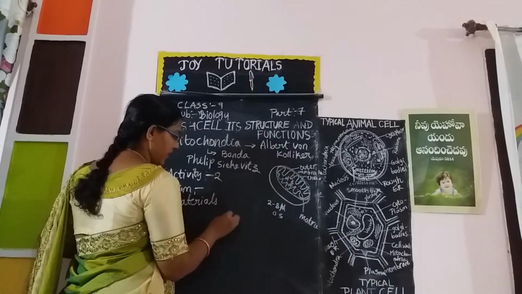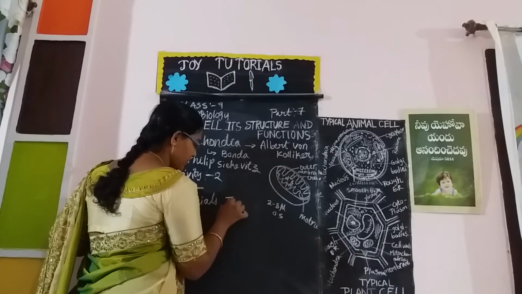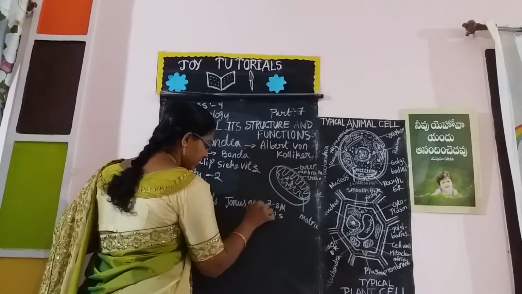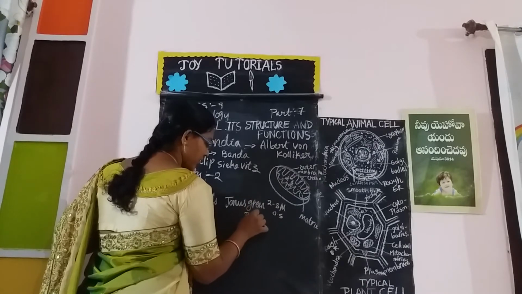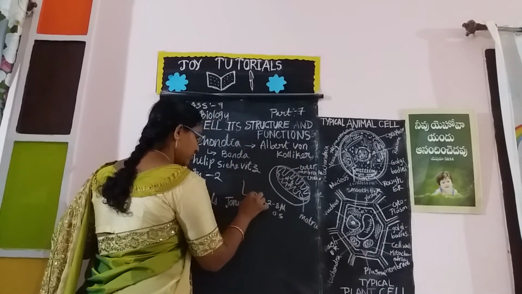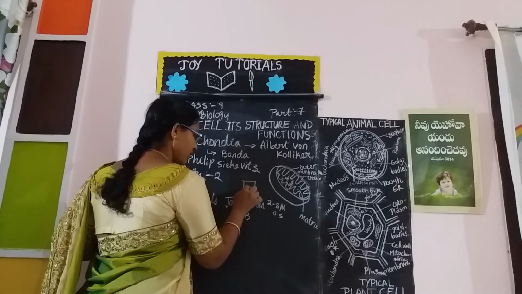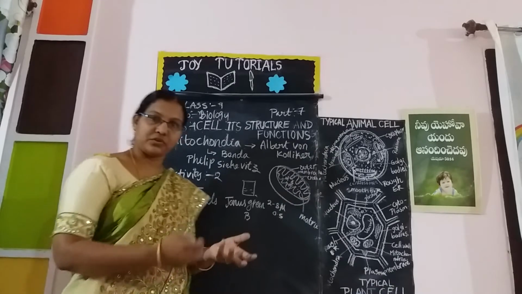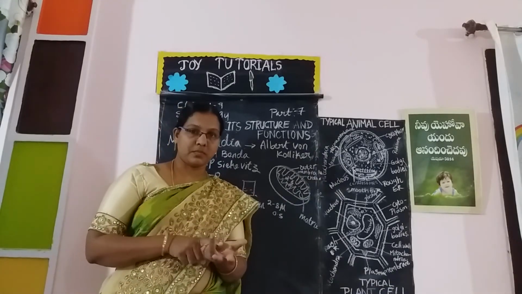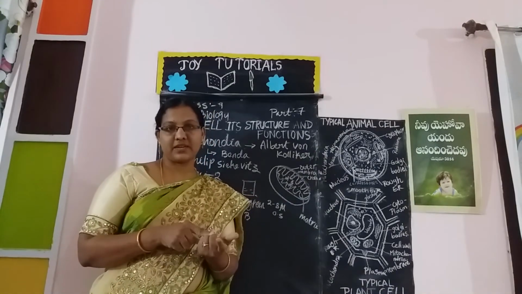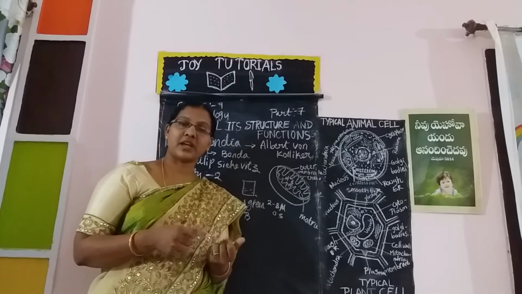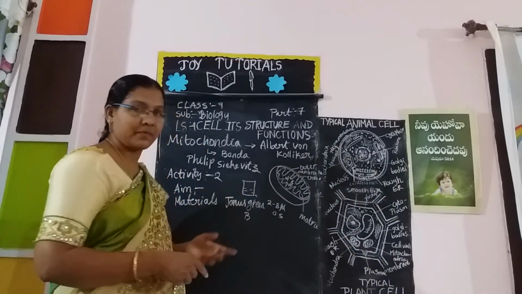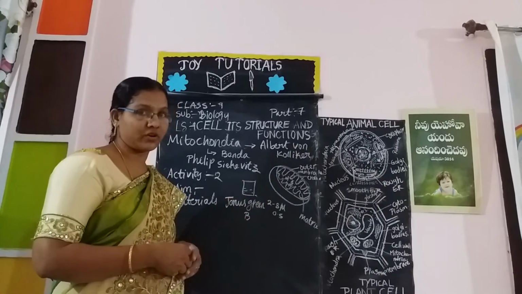Materials required. Janus Green B solution, that you have to take in a glass jar. Okay, this is Janus Green B solution. Then you have to take a microscope, glass slide, cover slip, brush. Okay, these are all required to observe mitochondria in onion peel cells.